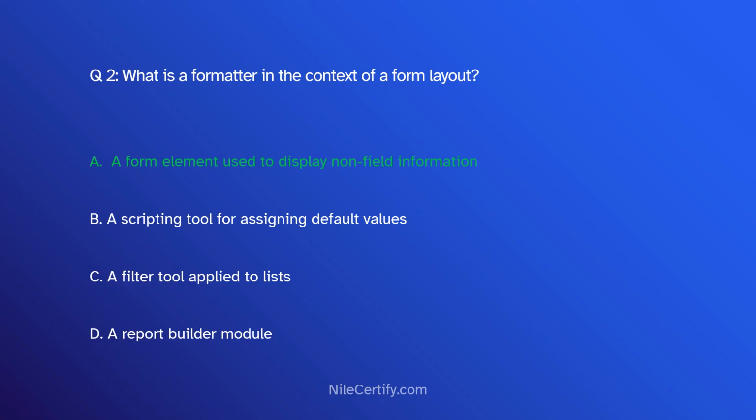Concept summary and exam takeaway. For the CSA exam, remember this simple line. A formatter is the form element that displays information that is not a single field. You drop it onto a form layout when you want extra visual components, like activity, process flow, or other special blocks. So the correct answer is A, a form element used to display non-field information.